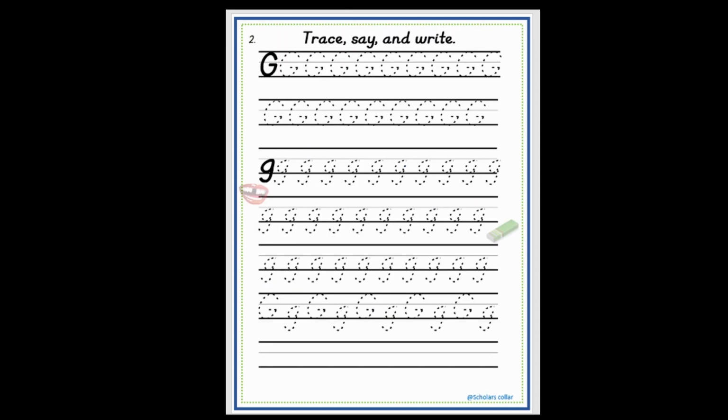The next worksheet, we have capital G and small g that your child is going to trace. We have a few pictures a little bit in the background, and then we have a blank line on the bottom where your child can trace on their own, or you can help them with dots.